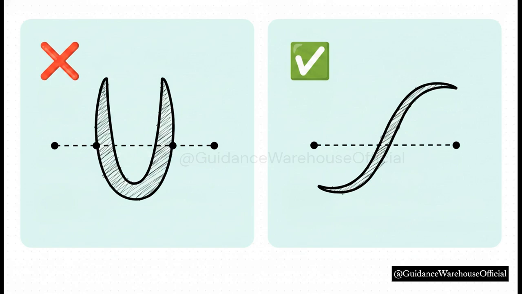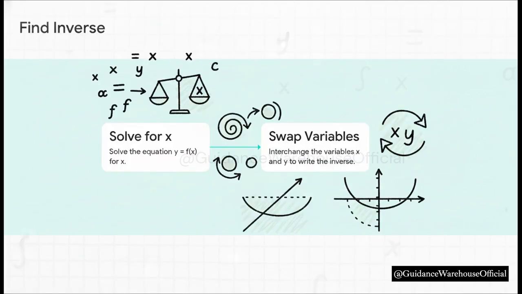But look at f of x equals x cubed on the right. Any horizontal line you draw will only hit that curve exactly once. It passes the test, meaning it's a one-to-one function and can be perfectly inverted. Okay, now that we understand the visual idea, let's jump into the formula. How do we actually calculate an inverse function? Well, it takes just 2 surprisingly simple steps.